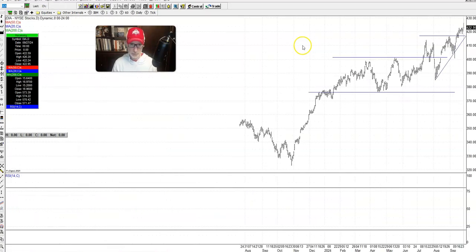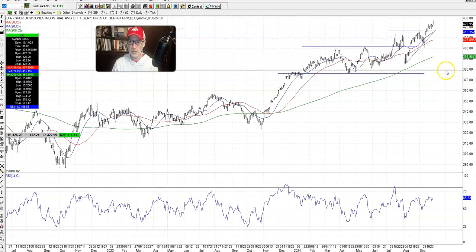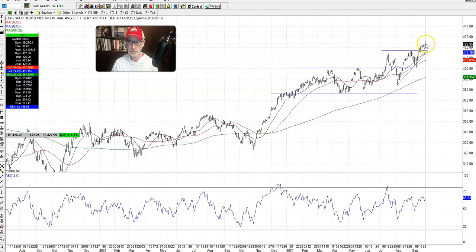Let's look at the diamonds, which is the DIA. This is the exchange traded fund for the Dow Jones Industrial. Also, all-time new highs here. This was Friday. This one bar right here made the high. Came back down, though, towards the end of the day.